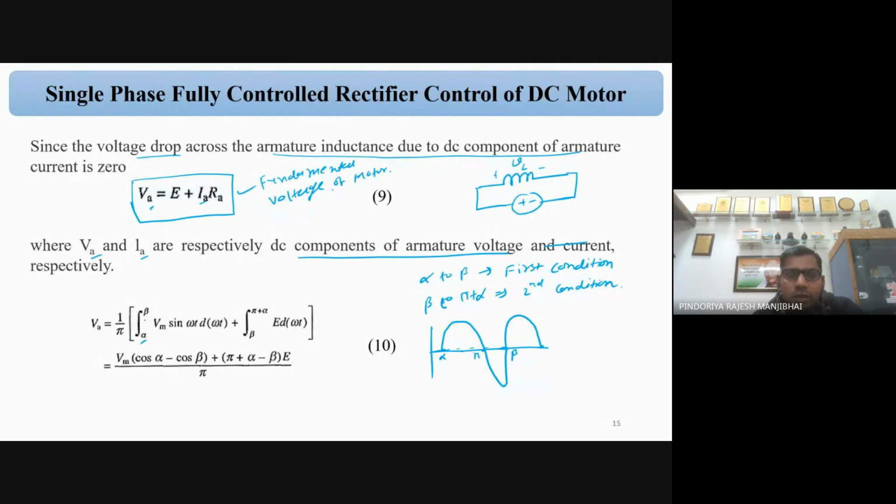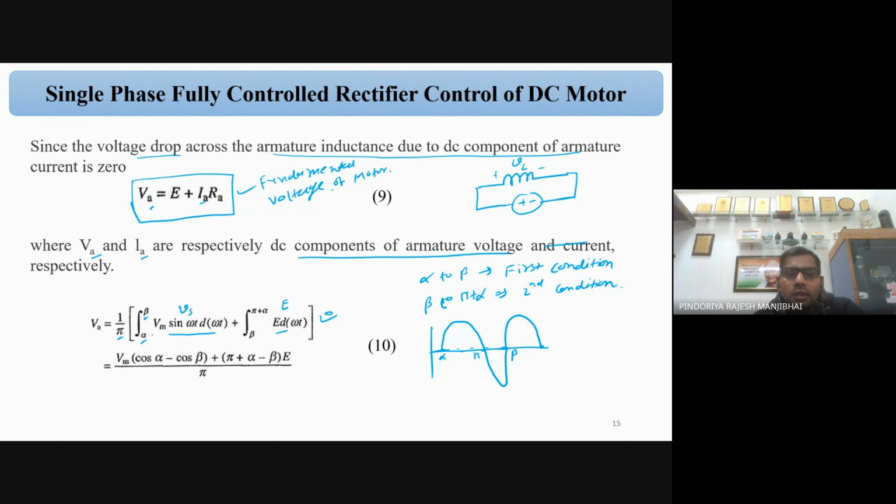So alpha to beta, Vm sine omega t, which is nothing but Vs, and this is nothing but E. Beta to pi plus alpha. This is a simple integration for one cycle. So you can see 1 by pi, because it is a half cycle, not the full cycle. We are doing the integration for the half cycle.